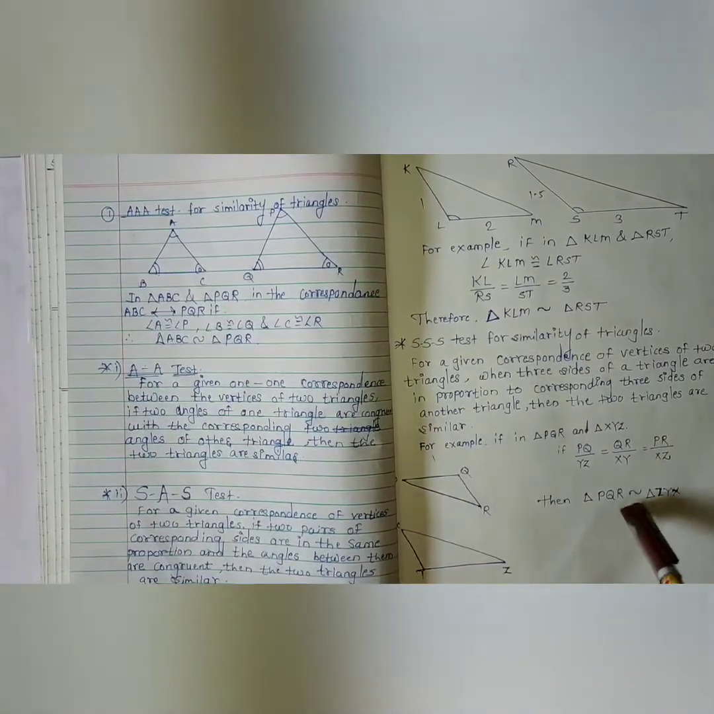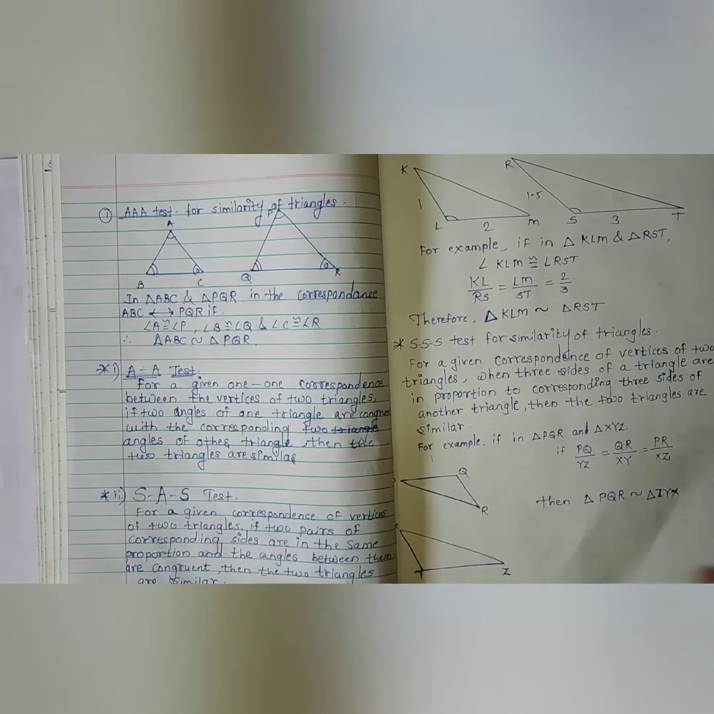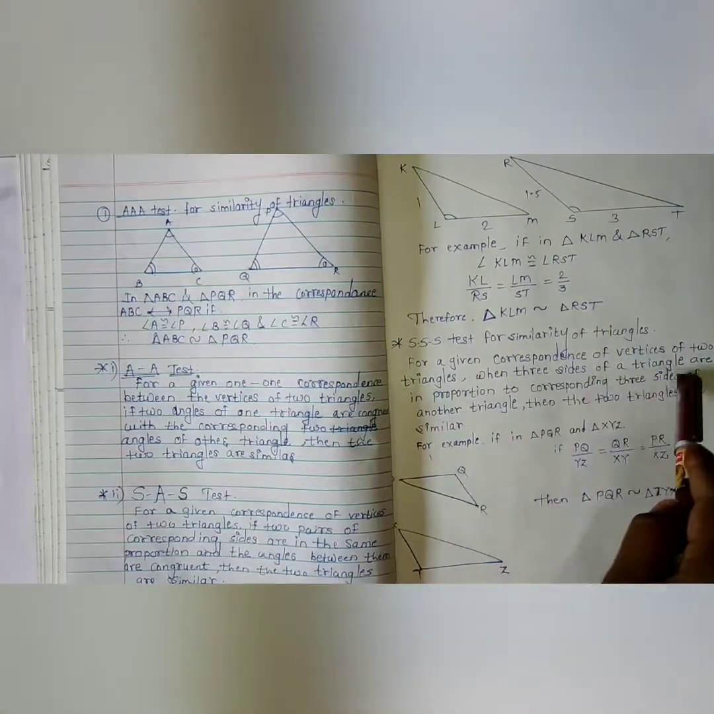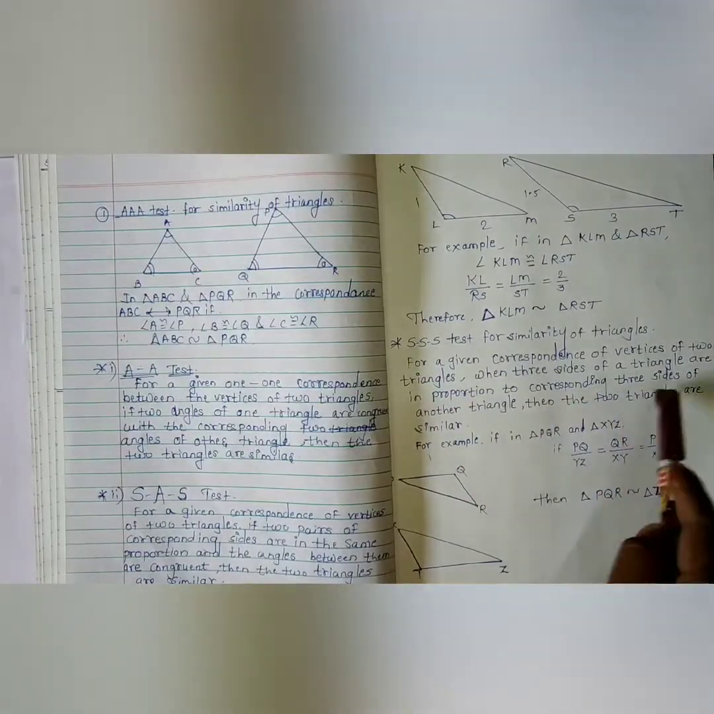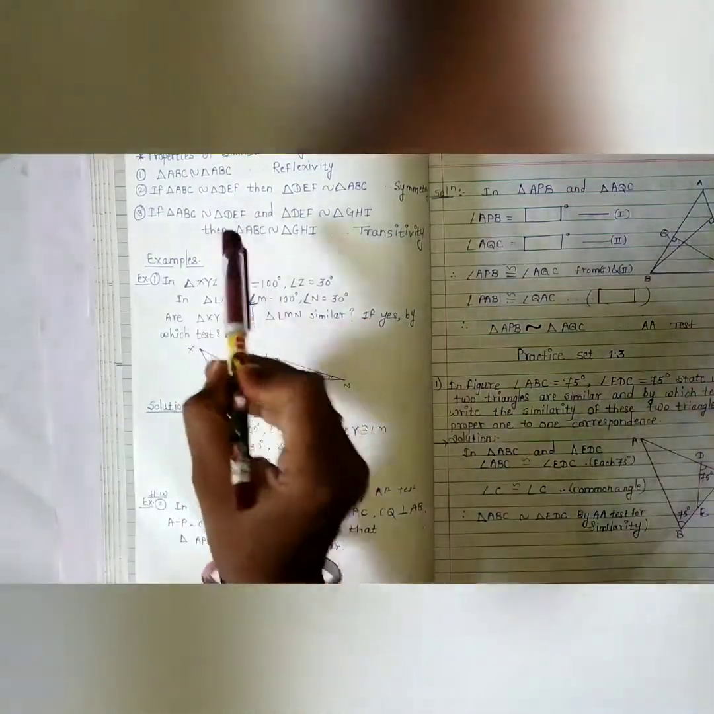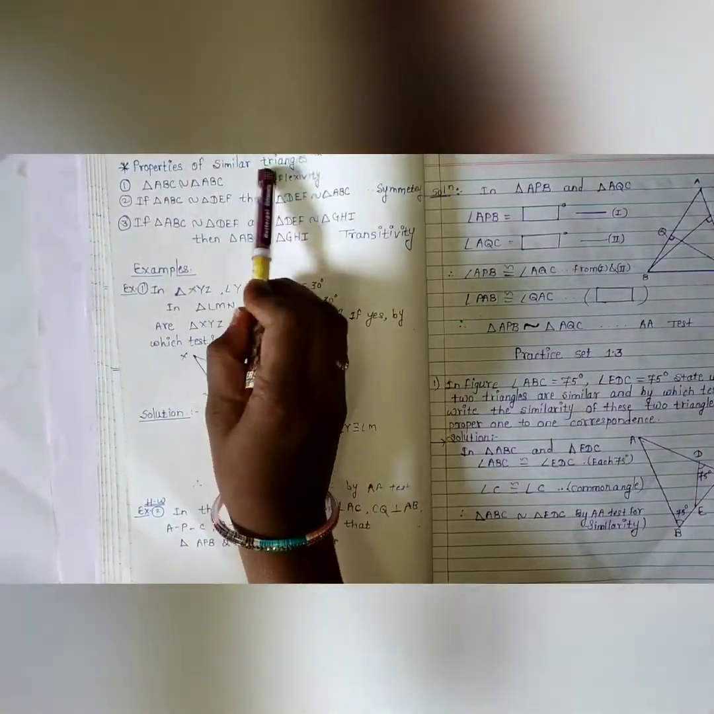Then triangle PQR is similar to triangle ZYX. In the SSS test, the most important thing is that three sides of a triangle are in proportion to the corresponding three sides of another triangle. Next, properties of similar triangles.